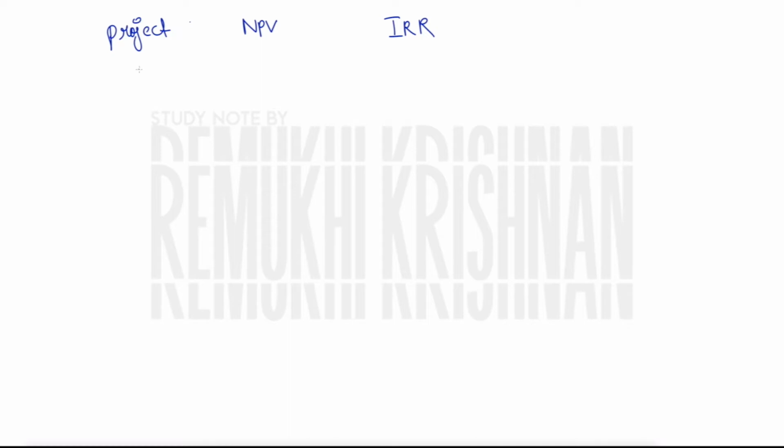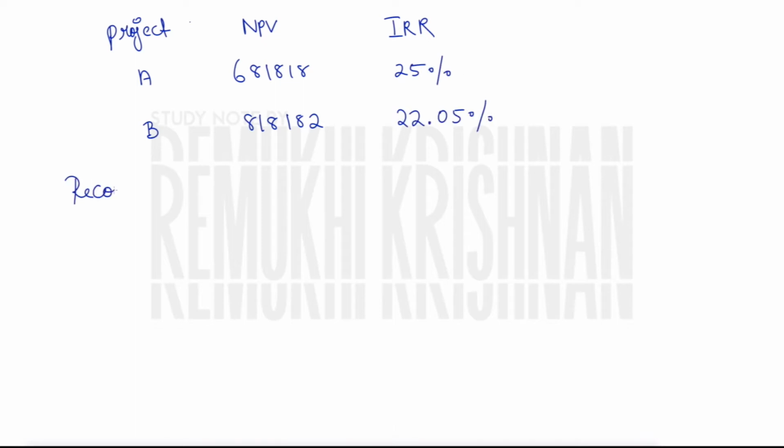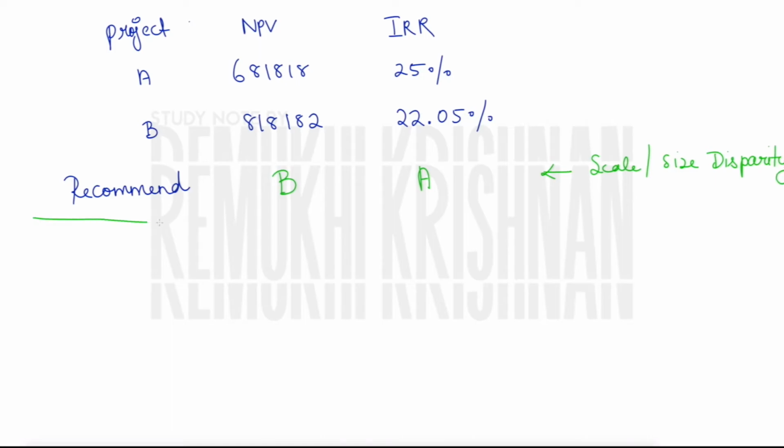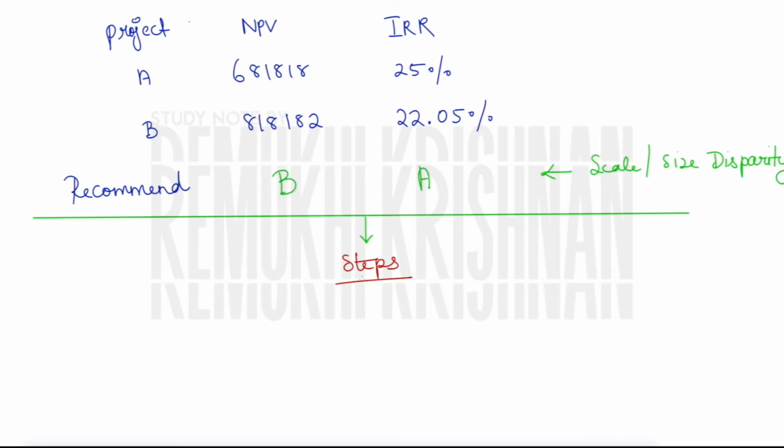So the projects are A, B. I'm just concluding this here. So write your NPV value and IRR. Under NPV, the recommendation would be for project B, but under IRR, the recommendation is for project A. This is due to the scale or size disparity. So in order to get the exact answer on which project to be chosen when a conflict arises, we have been provided with certain steps. By solving those steps, we will be arriving at the correct answer even though there is a scale or size disparity. Let us see what the steps involved are.